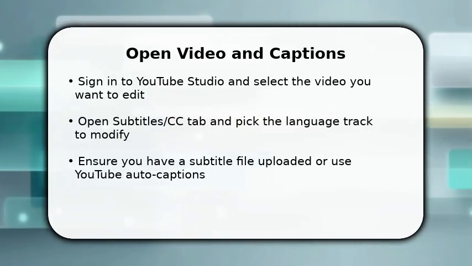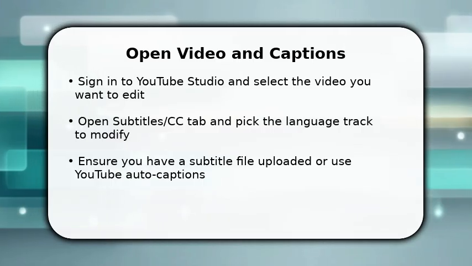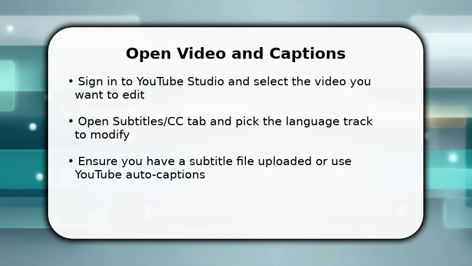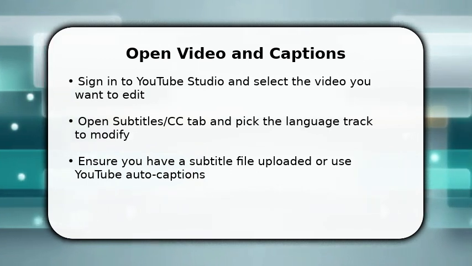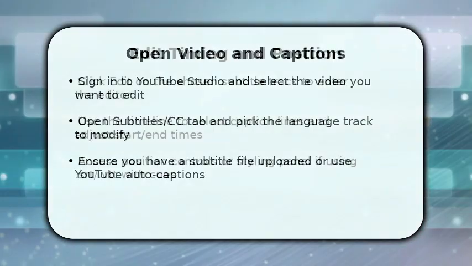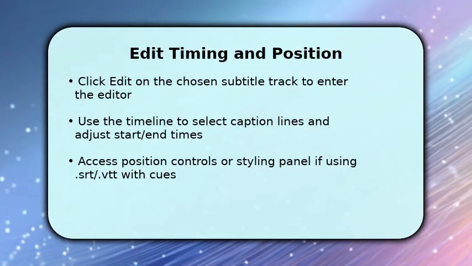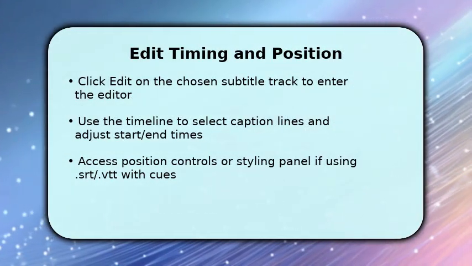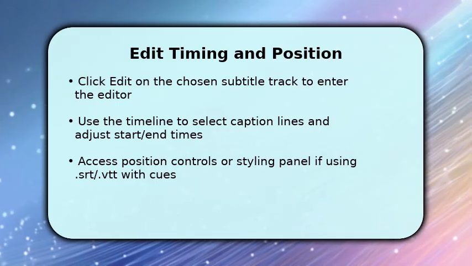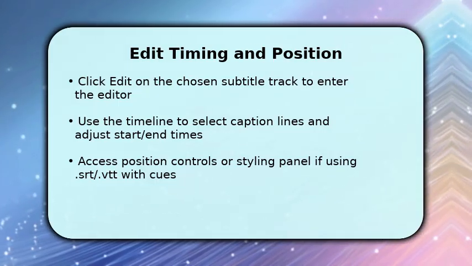This step begins placement control because YouTube needs an editable caption track to adjust positioning, so confirm the track is loaded and visible before moving to the next panel. Once the caption track is open, click Edit to enter the subtitle editor. You'll see lines and a timeline. Select the line you want to move and tweak start and end times for precise placement in time.